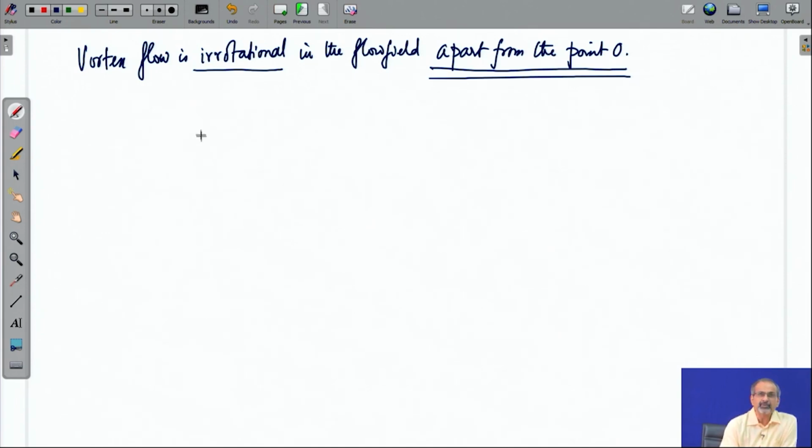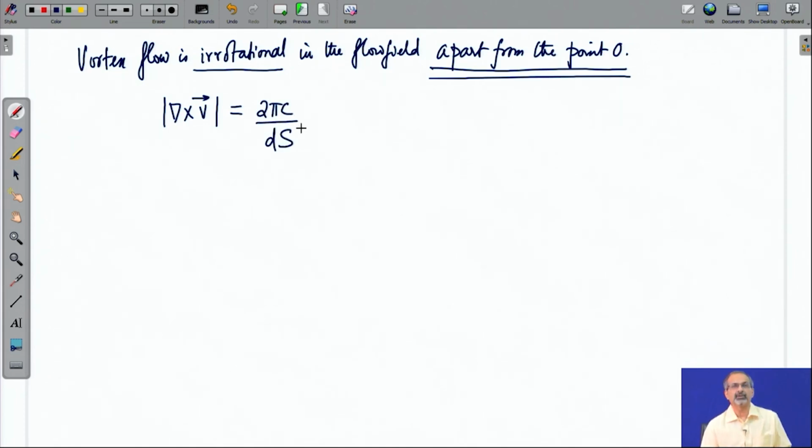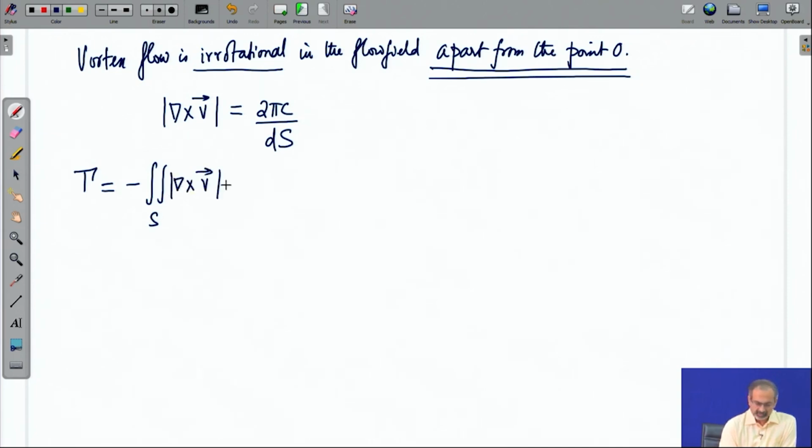So, if you imagine that you have a very small surface, say ds, about the point O in the form of a streamline which is nearest to the point O, then curl of the velocity vector can be represented in terms of the constant c and the ds using this equation. Where do we get this expression from? The expression for gamma can be applied to that very small element surrounding the point O, and then from there you should be able to get this expression.